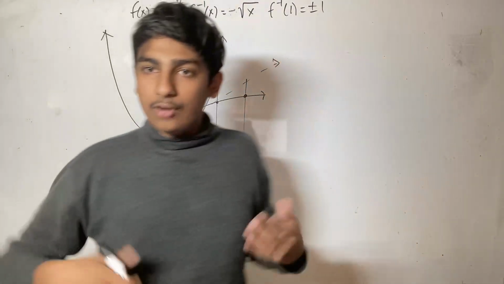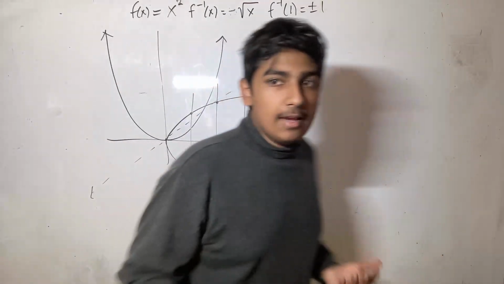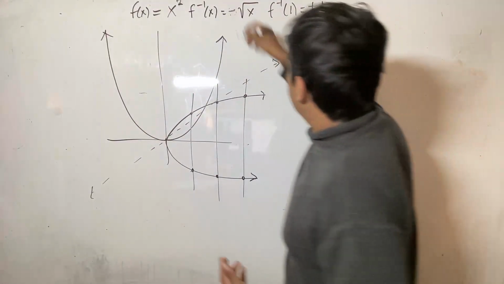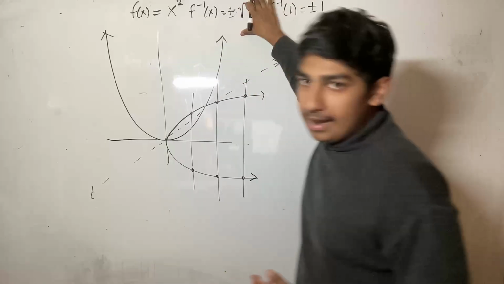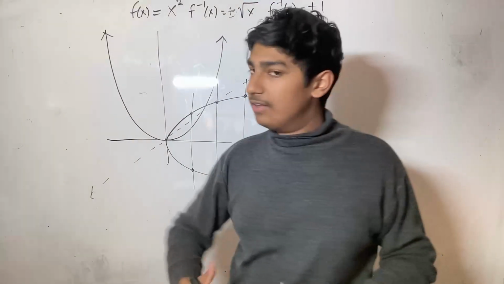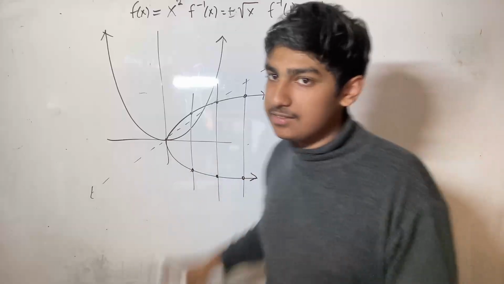So this is how we solve these problems. We have found the inverse, and we see that this plus or minus means that it's not a function, that y is not a function of x, because it fails the vertical line test.